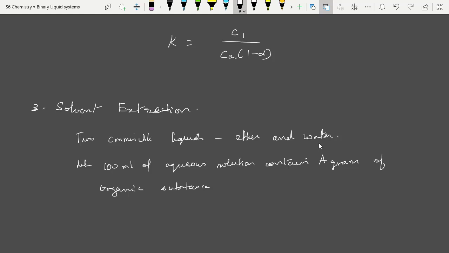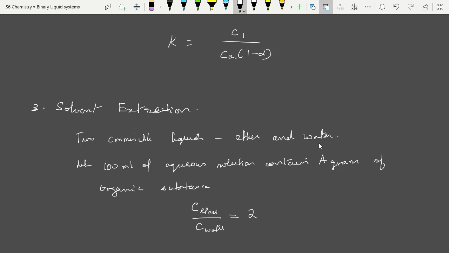We want to extract the organic compound from the aqueous solution using a solvent. The organic solvent provided to us is ether. And the partition coefficient of the solute between ether and water is known. Let it be 2. So that is concentration of the solute in ether layer divided by concentration of solute in water layer. Let the value be 2. So the partition coefficient is 2 between ether and water layer.